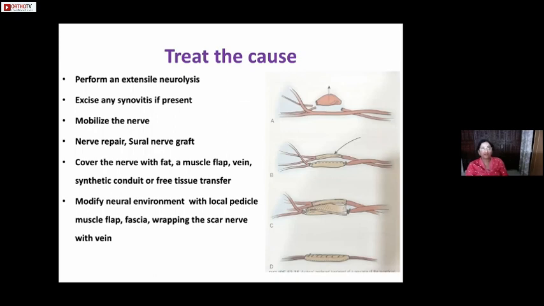We should identify the cause, whether it is nerve irritation or iatrogenic nerve injury, whether it may be related to an impinging plate, implant, or K-wire. In such cases, we should perform extensile neurolysis, excise any synovitis, adhesion, scar if present, and mobilize the nerve. If there is any neuroma in continuity, it should be excised and the nerve should be repaired or grafted, and it should be covered with fat or fascia so that the neural environment is modified and it is away from the scar tissue.